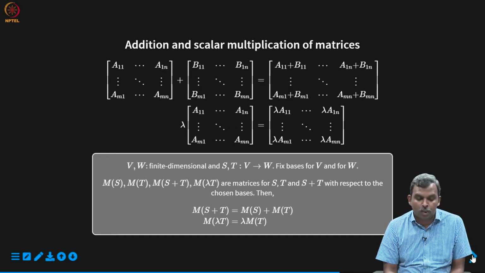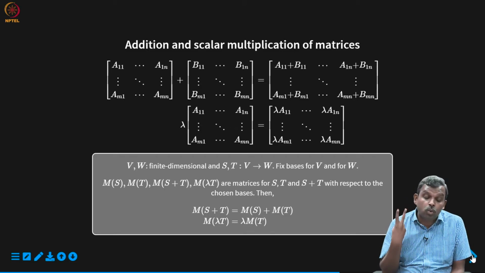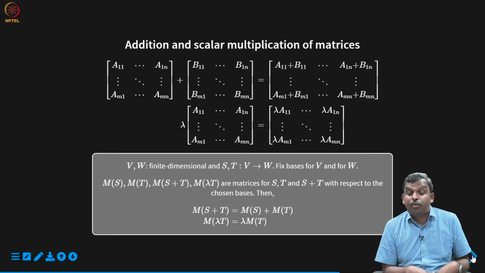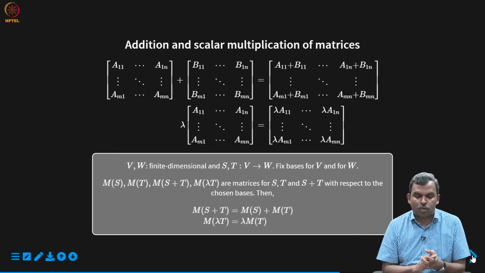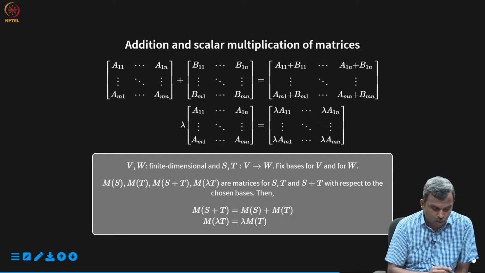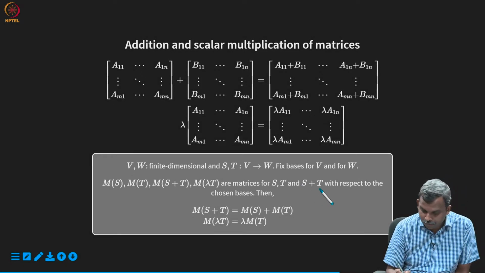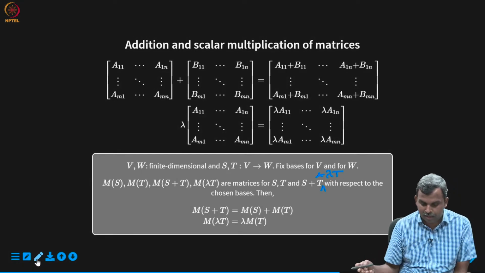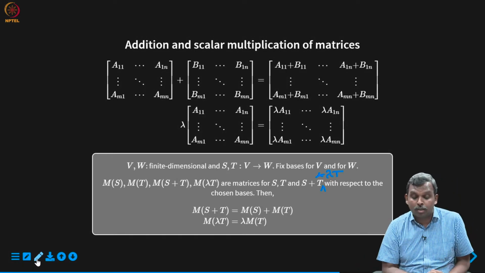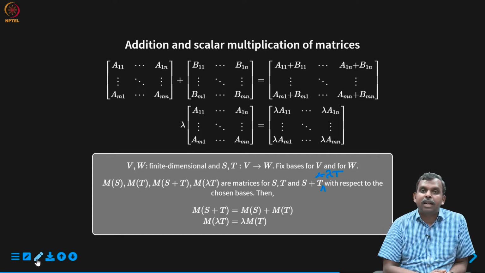So what is this property? It turns out if you have two finite dimensional vector spaces V and W and two linear maps S, T from V to W, and if you fix the same basis for V and W and find the matrices of S, of T, of S plus T and of lambda T, corresponding to each of these things, then it turns out the matrix of S plus T is nothing but the matrix of S plus the matrix of T, the usual matrix addition that you used to do.